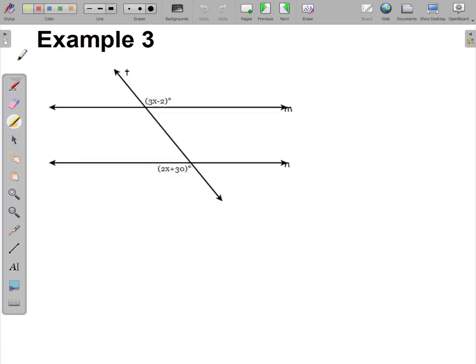Example 3. Again, I'm going to grab the highlighter. The acute I make yellow. And then the obtuse angles are going to be red. So notice that we do have 2 red angles, and 2 red angles are equal to each other. So I'm going to put 3x minus 2 is equal to 2x plus 30.